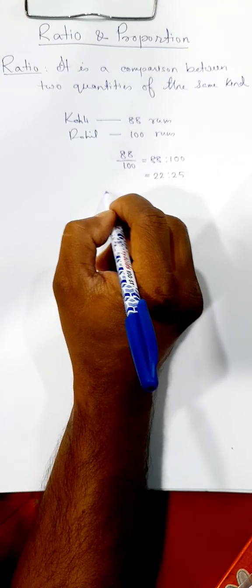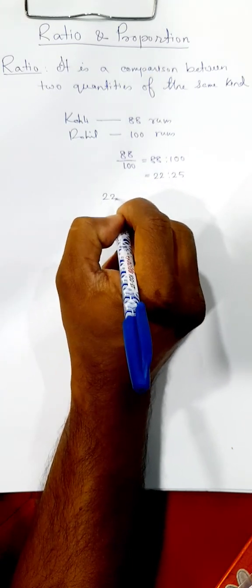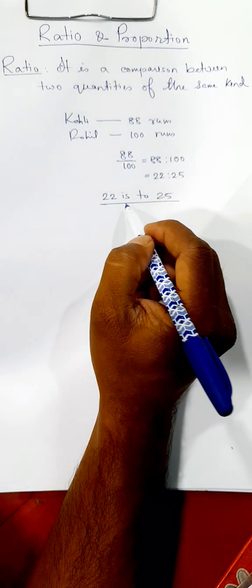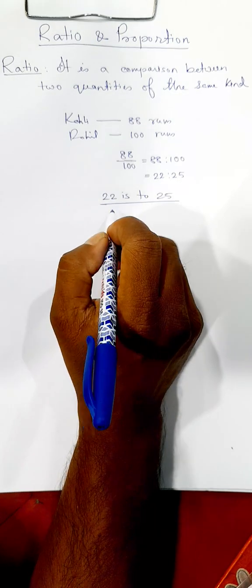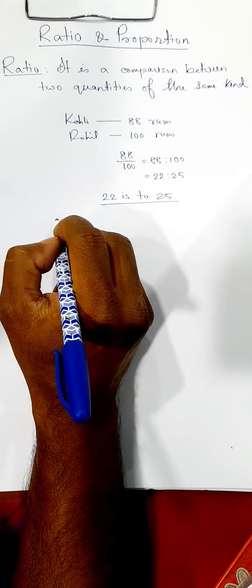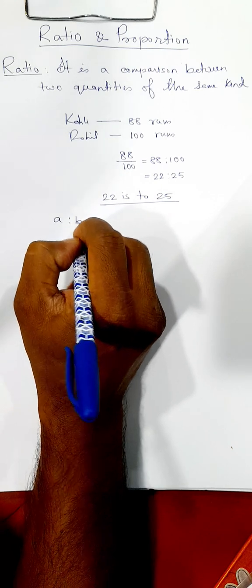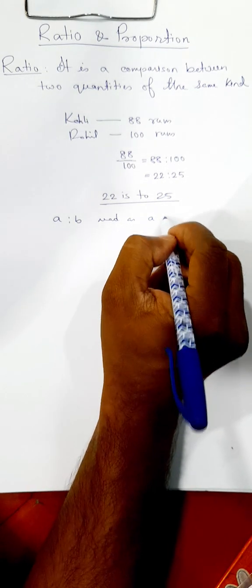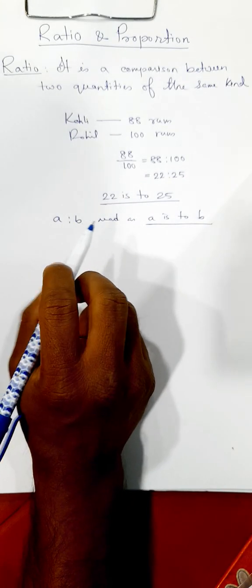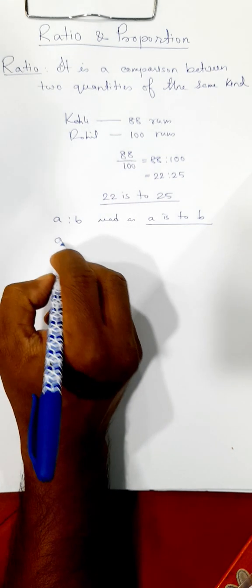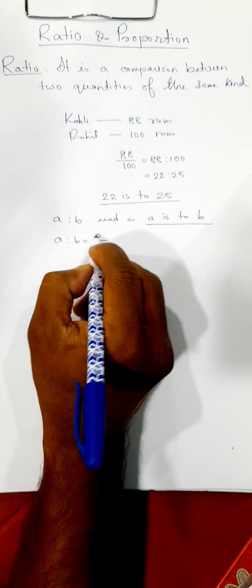This is written as 22 is to 25. This is read as 22 is to 25, right? So ratio is a comparison between two quantities. If A and B are two quantities of the same kind, we will write their ratio as A is to B. This is read as A is to B, right? So what is ratio? It's a comparison between two quantities of the same kind, and A is to B is written in fraction as A by B.